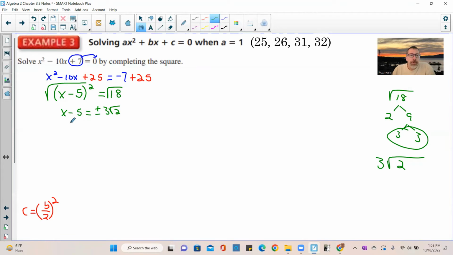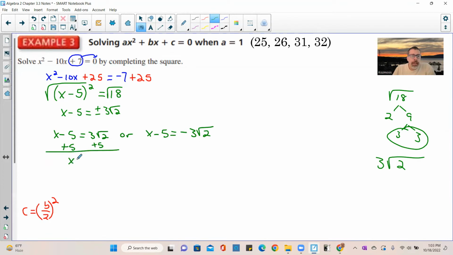I'm not done yet. I need to solve for x, so I'm going to add 5 to both sides. Let me stop right there, though. Let me rewrite this as two equations. x minus 5 equals 3 square root 2, or x minus 5 equals a negative 3 square root 2. That's what plus or minus means. Add 5 to both sides in both equations.